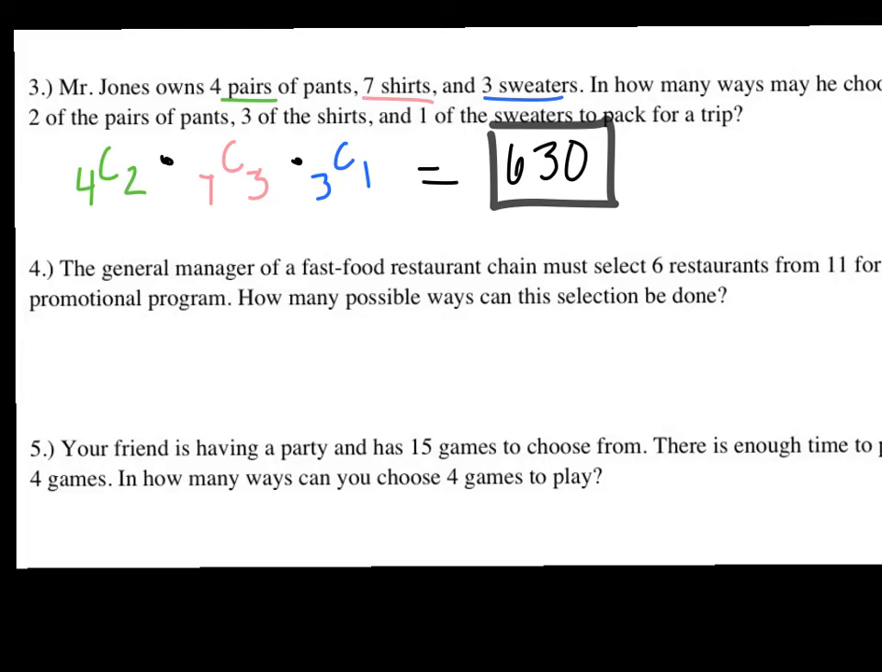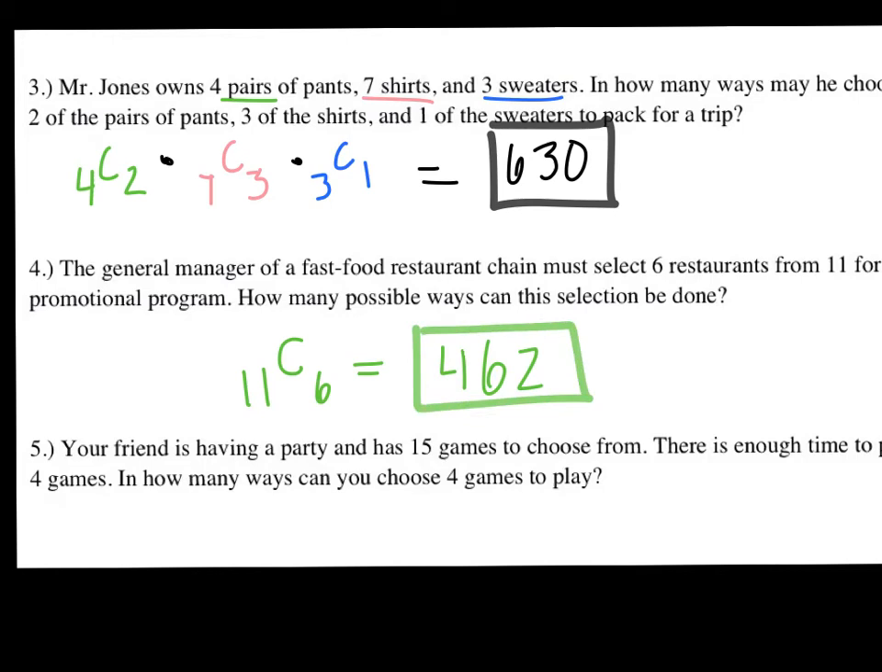The general manager of a fast food restaurant chain must select 6 restaurants from 11 for a program. So how many possible ways can this selection be done? So it's just as simple as 11 restaurants, we're choosing 6 of them. That means there's 462 ways to choose from those 11 restaurants, just 6 of them.